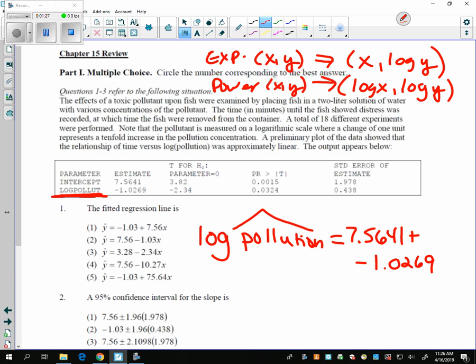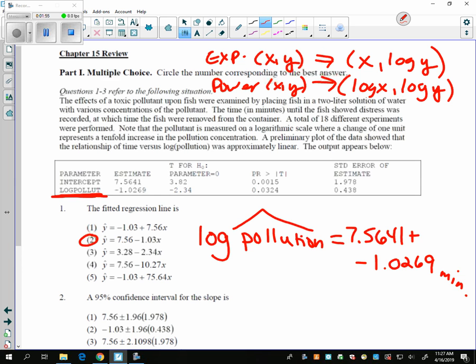Well, I think it's minutes, right? The time in minutes until fish showed distress was recorded. Yeah, I think this is minutes. You can put it right up there. Are you guys following along with me? Okay, so which one is it? It's got to be 2, right?